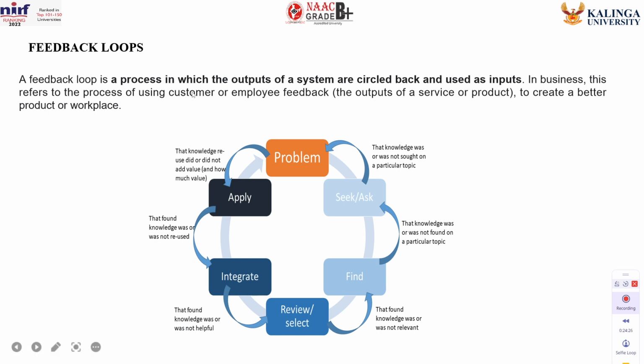A feedback loop is a process in which outputs of a system are circled back and used as inputs. In business, this refers to the process of using customer or employee feedback, the outputs of the service or product, to create a better product or workplace.